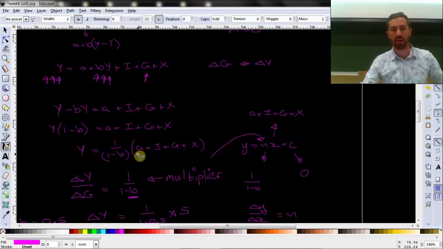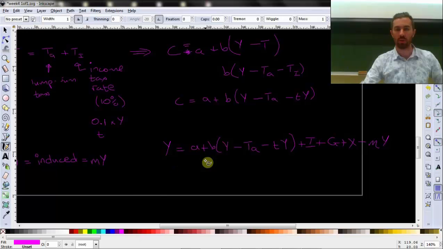Whether I plot y against a or I or g or x, I'm going to get the same straight line relationship. So when I change one of these variables, I change output. I change output by an amount of, well, whatever the change in that variable was, multiplied by the multiplier. Change in y over change in g equals this coefficient, 1 over 1 minus b. So I need this equation in this form to get a multiplier.